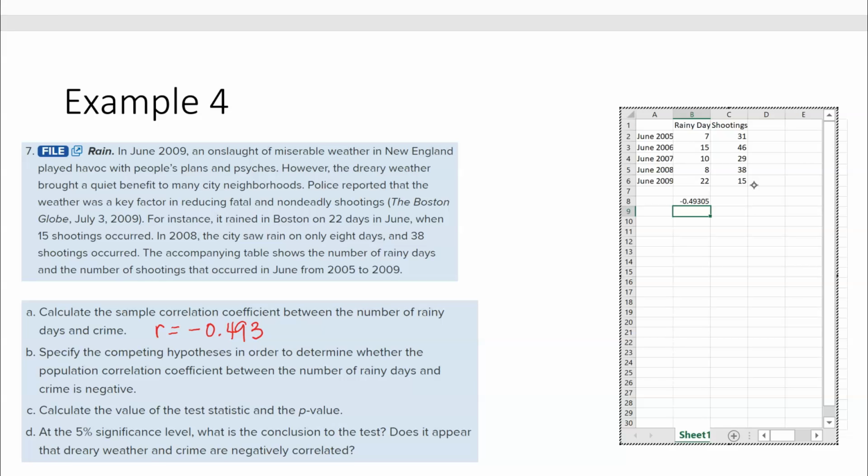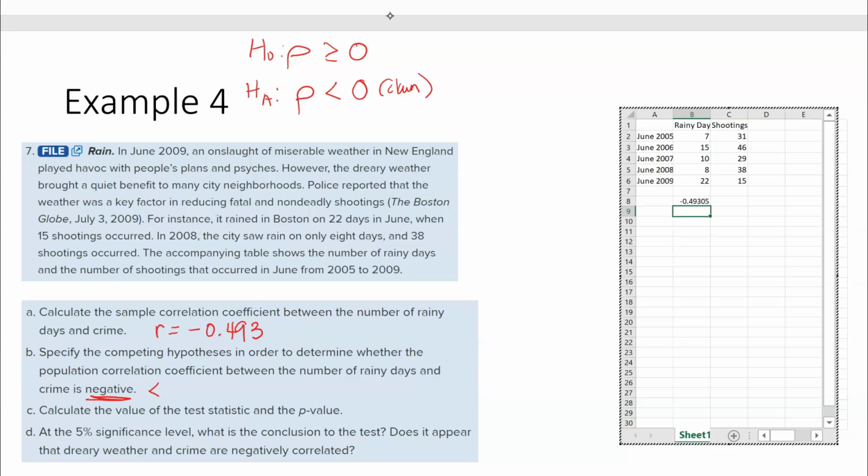Specify the competing hypotheses in order to determine whether the population correlation coefficient between the number of rainy days and crime is negative. So we want to know if it's less than. So when we go to write our null and alternative here, we're talking about less than. Recall way back when that, because we don't have equality, we're going to make that our alternative. Less than 0, negative, which means that our null, rho, would be greater than or equal to 0. And this is the claim that we're talking about here, that it's negative, so that there is a negative relationship here, that the rainy days are making crime go down.